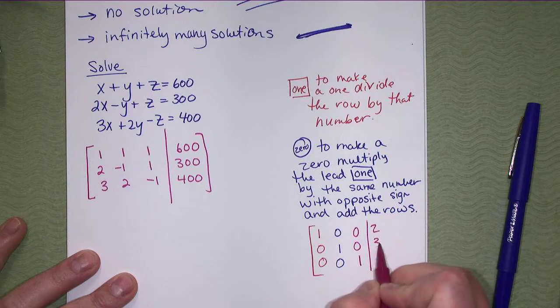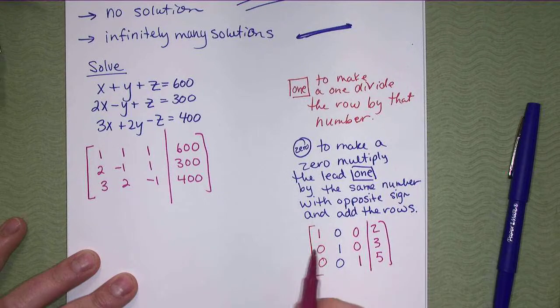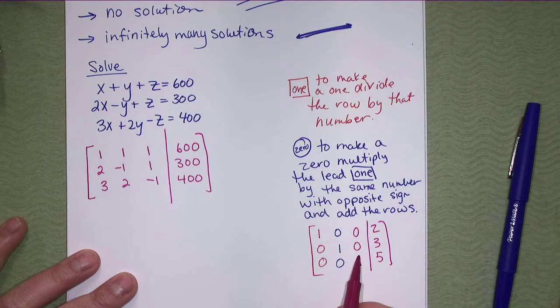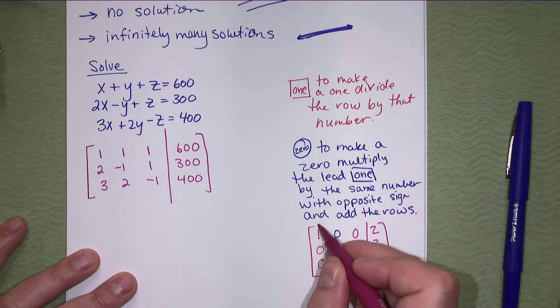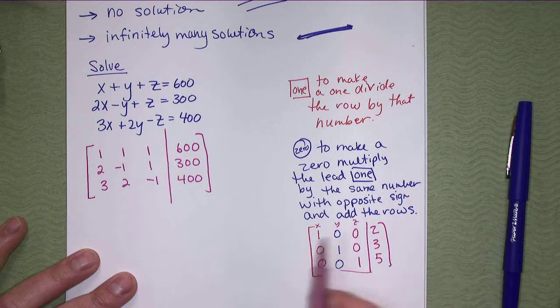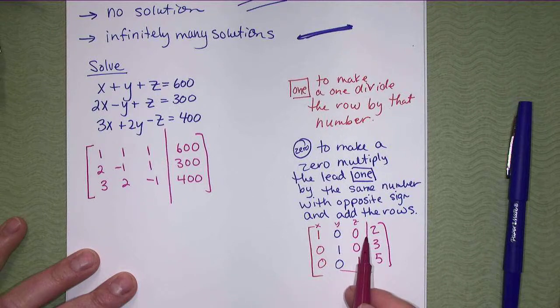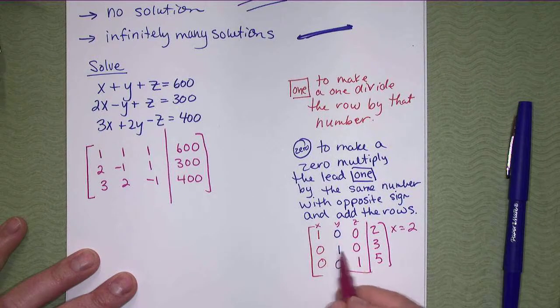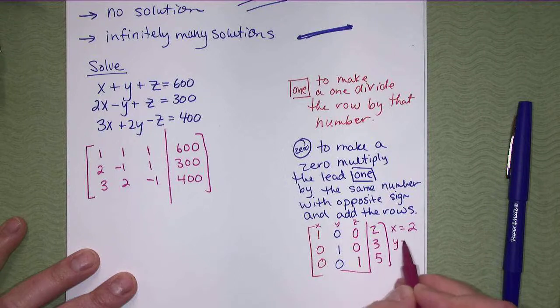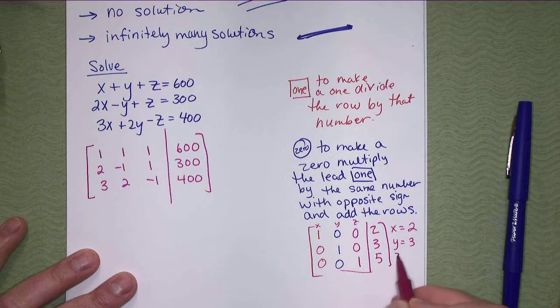And you kind of go in this order, like you make a 1 here and then zeros, and you finish that whole column. Then you make a 1 here and zeros, you finish that column, you make a 1 here and zeros, and then you can read off the answer. What's the answer to this? This would be x, y, z. So remember, this is x equals 2. y equals 3. And z equals 5. That would be an example of one solution.